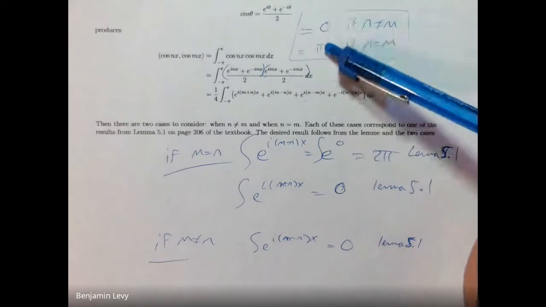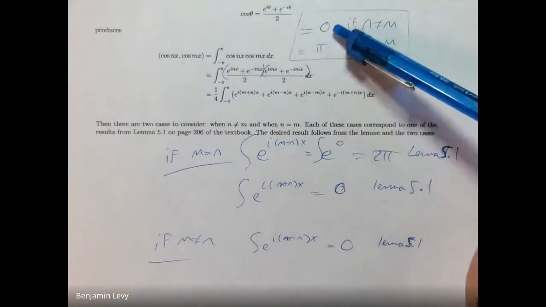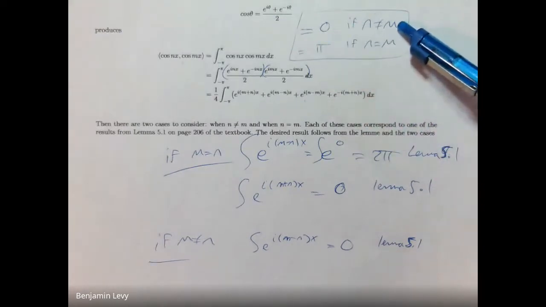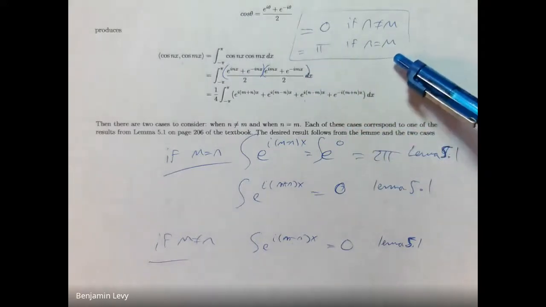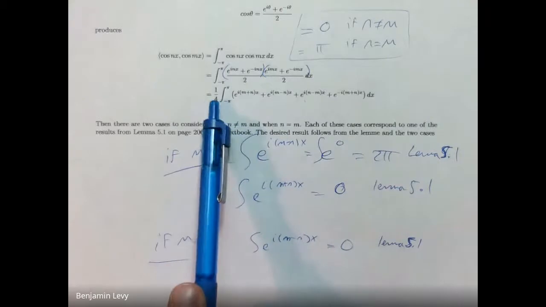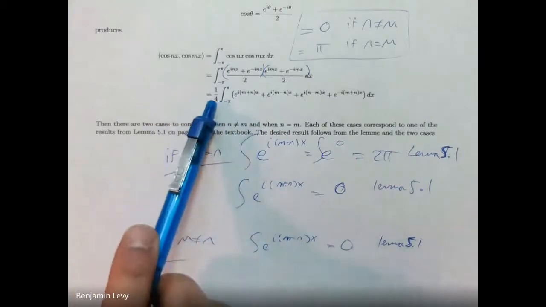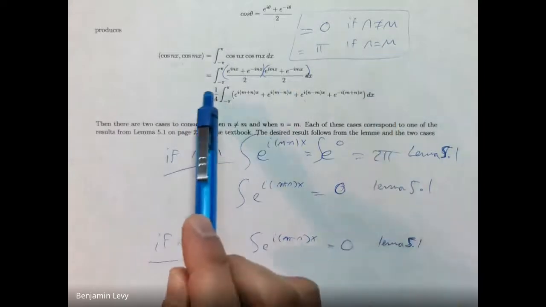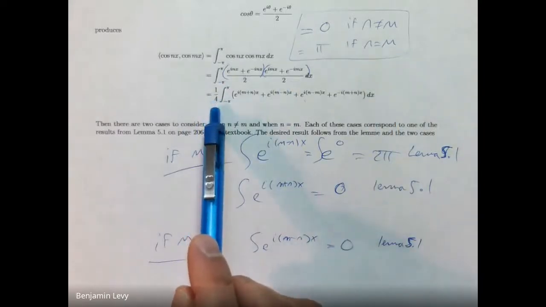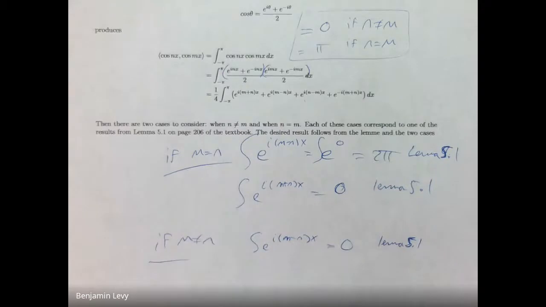And you know what the answer is, right? These are the answers. And so if you end up getting 0 when n is not equal to m, you've done it right. And if you end up getting pi if n equals m, then you've done it right. And so what should end up happening is there's a 4 here. There's a 1/4 out front. And so when n equals m, you're going to end up with 4 pi over 4. And then it's going to cancel into just pi.